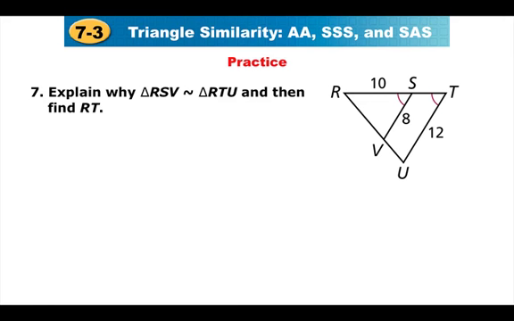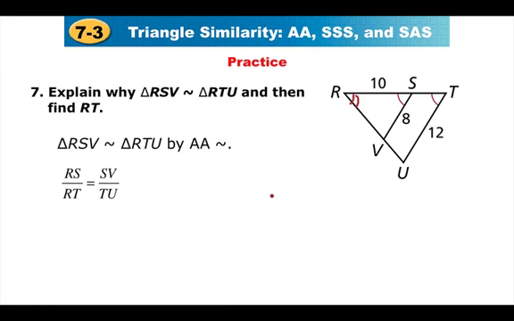This is number 7, the last problem. Let's explain why these are similar and then find RT. So we know that these two triangles are similar by the angle similarity postulate. Again, these angles are congruent and they share this angle R. So they are similar by the angle similarity postulate.